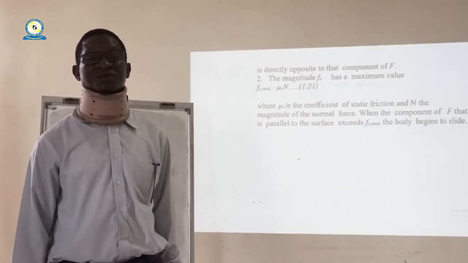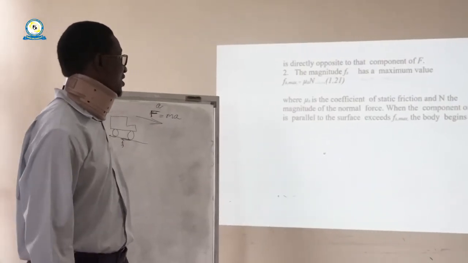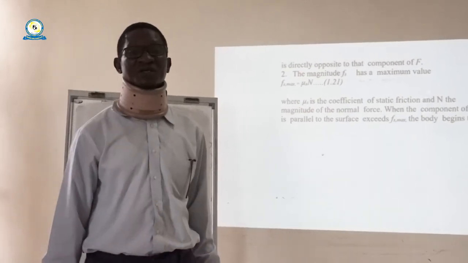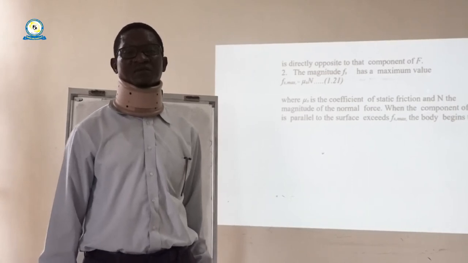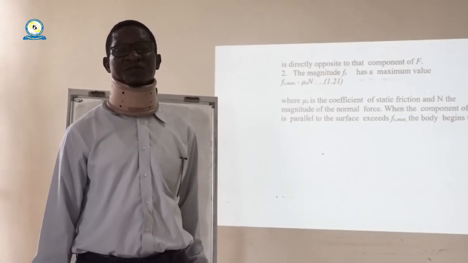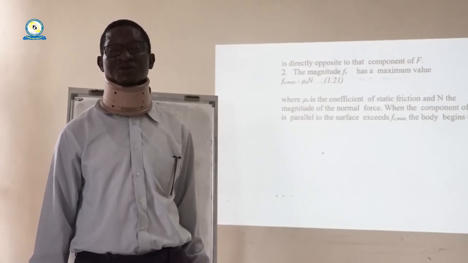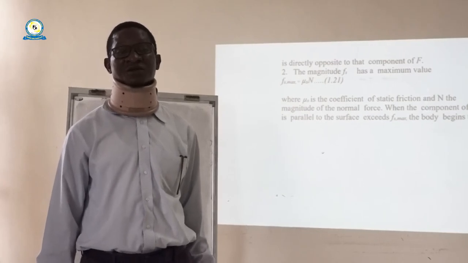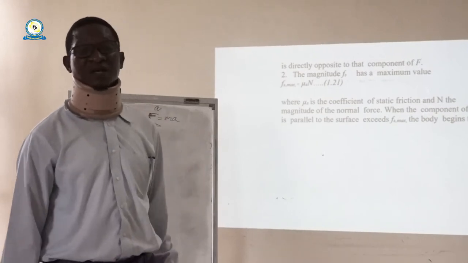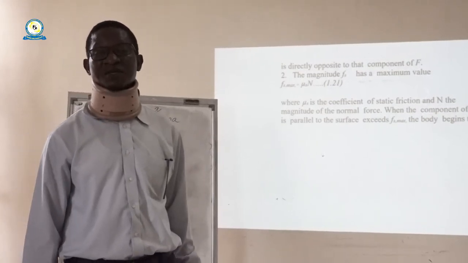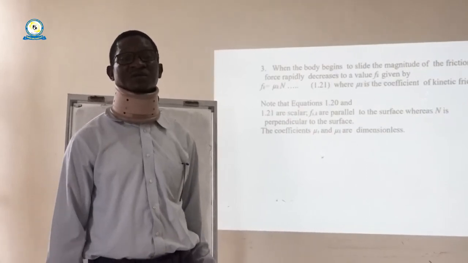Second, the magnitude Fs has a maximum value, Fs maximum equals mu s times N, where mu s is the coefficient of static friction and N is the magnitude of the normal force. When the component of F that is parallel to the surface exceeds Fs maximum, the body begins to slide. We talked about this before also.